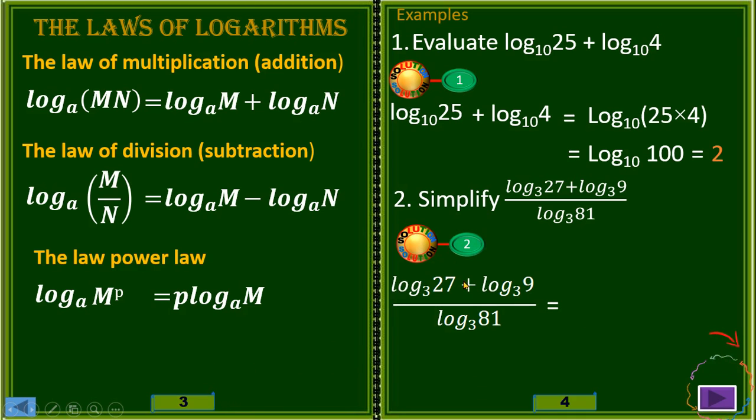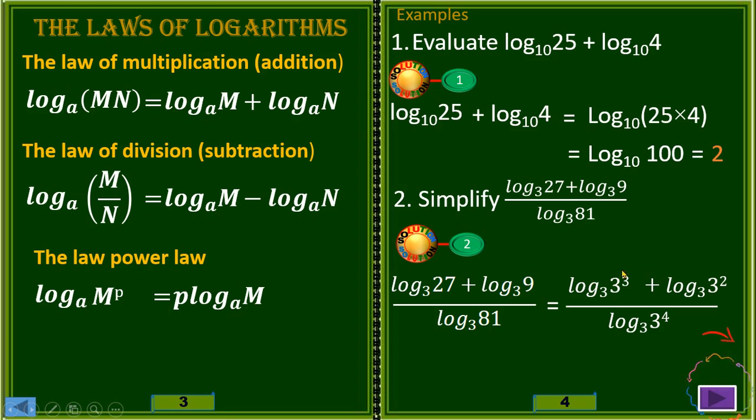So now, using the first law of logarithm, the multiplication law, we can combine the numerator as a common log of 3 raised to power 3 plus log of 3 raised to power 2. That's simplifying this and this. Now, the denominator will give us log 81, which is 3 raised to power 4.